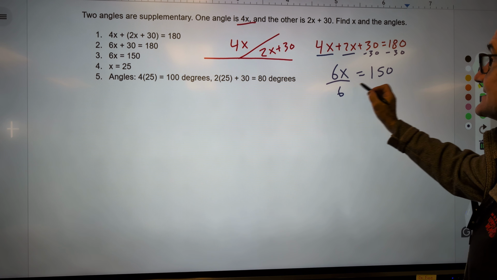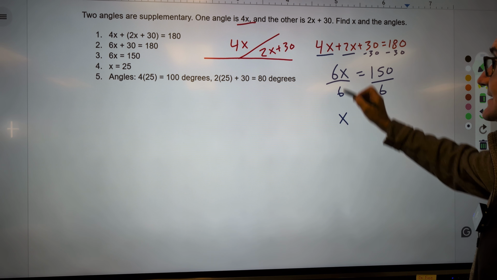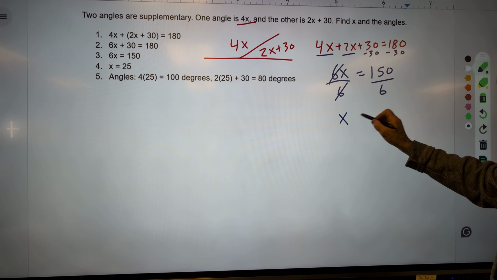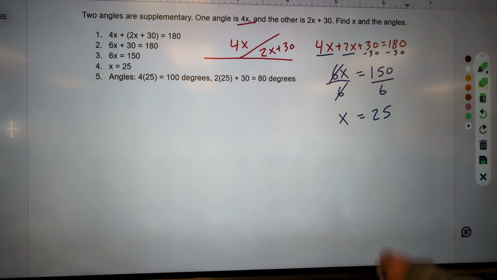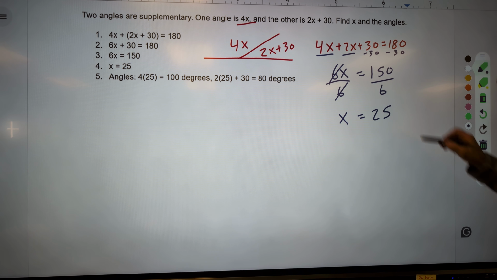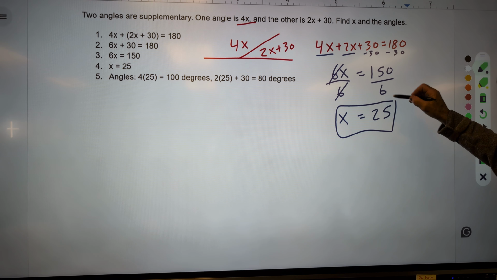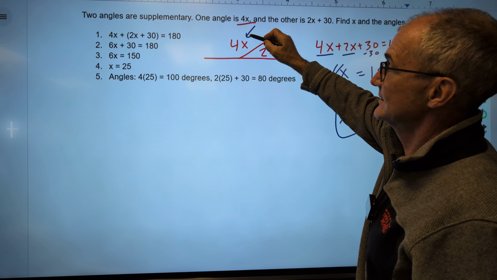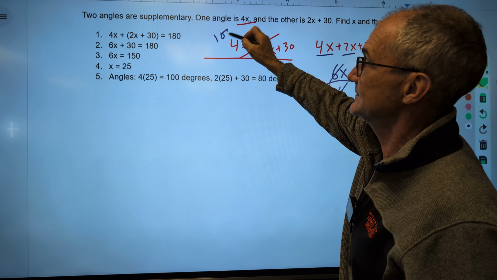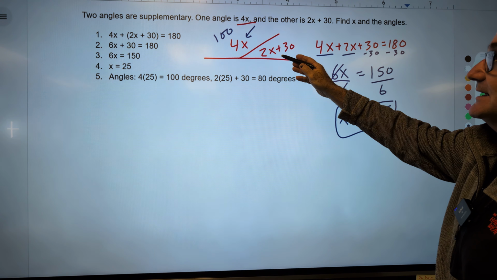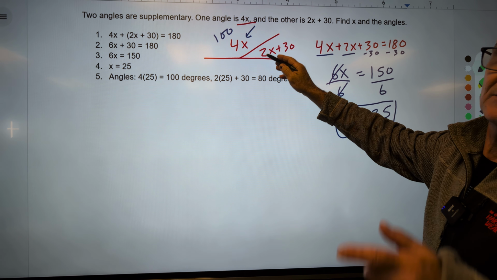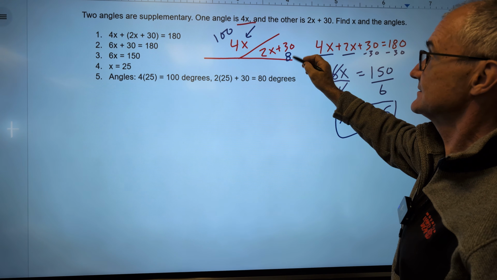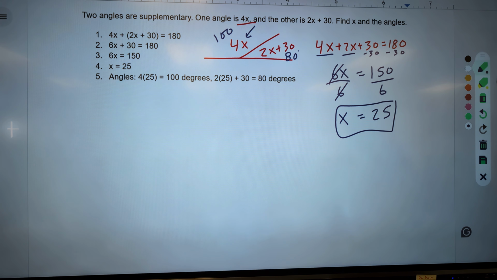Divide both sides by 6. X is now by itself. 150 divided by 6 is 25. Again, not my solution, only a part of my solution. I take that value and plug it in here. 4 times 25 is 100. This would have to be 80, but let's check it. 25 times 2 is 50, plus 30 is 80. The two angles are supplementary.